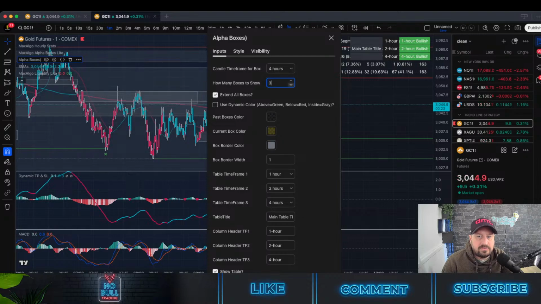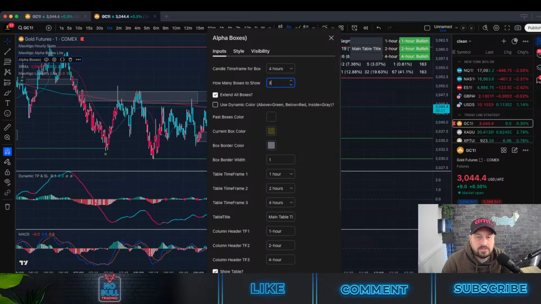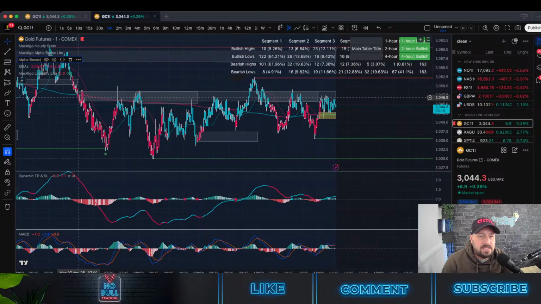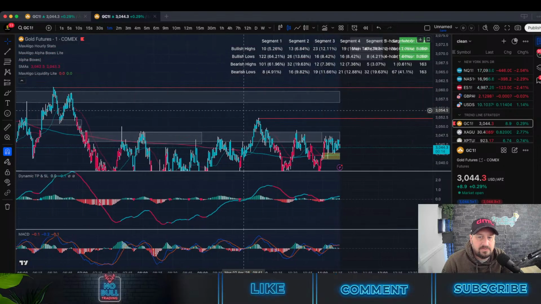So we just did the last 3 4-hour candles. So you can see this has extended the 4-hour, right? So this is our previous 4-hour level and there's our next 4-hour level.